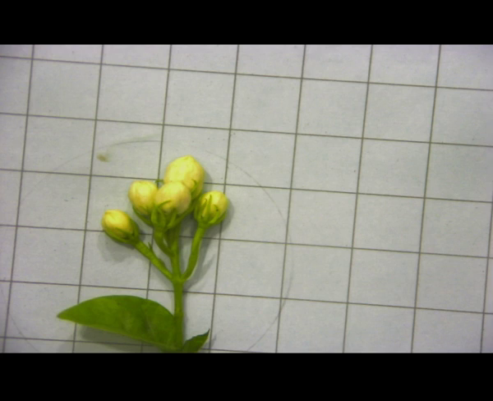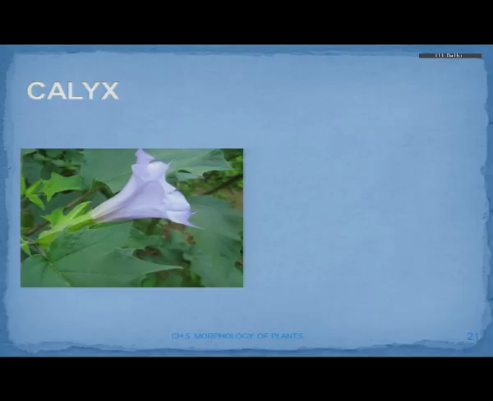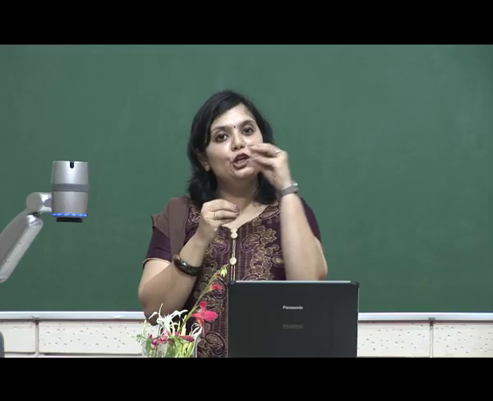Look here, these are buds and these are covered by the sepals. So, sepals are protective in function. But all the sepals of all the flowers are not similar. Sometimes all the sepals of a flower are fused together to form a tube like structure. Let us see the example here.